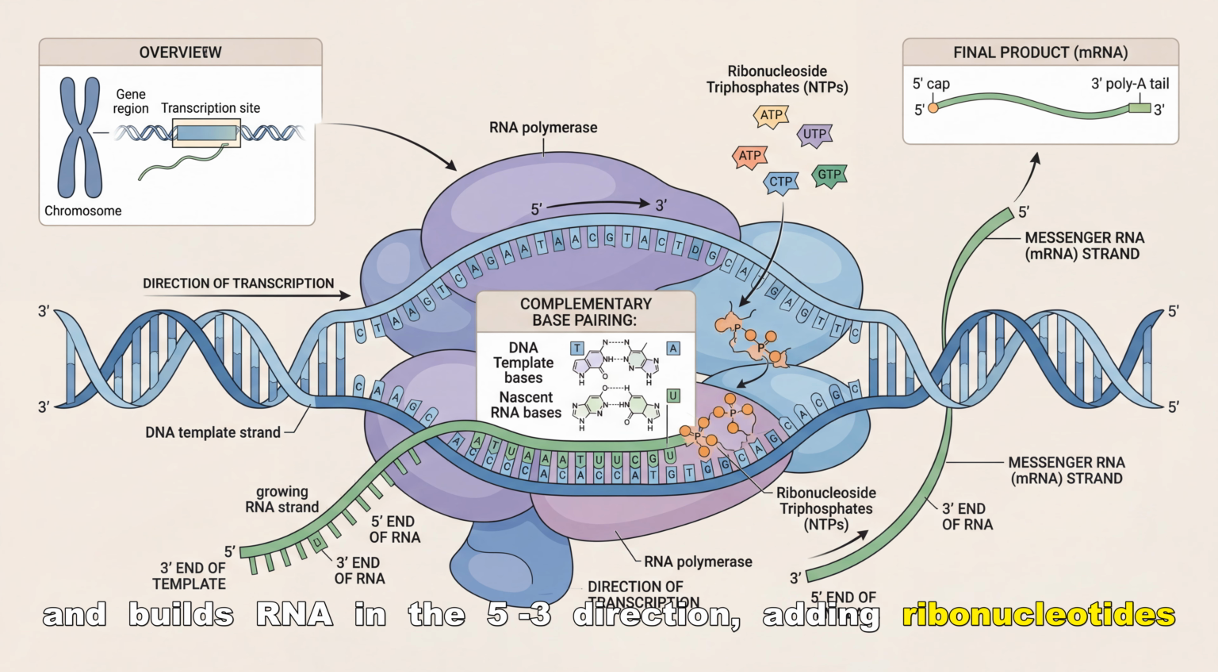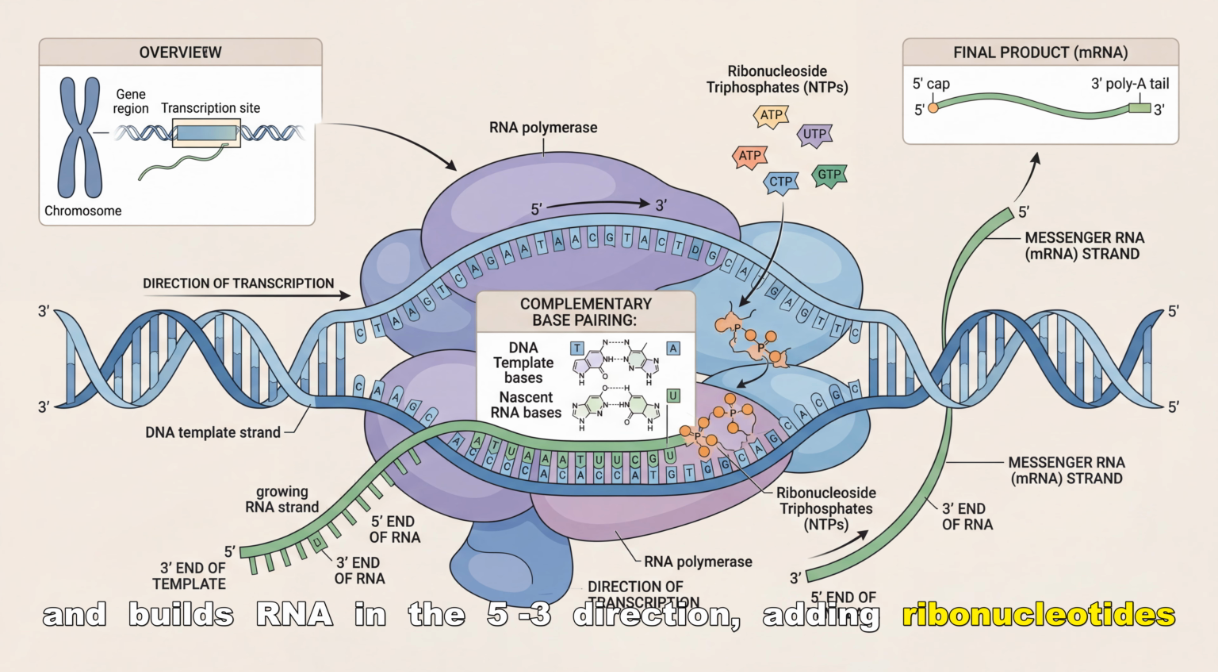A common MCAT question might ask how mutations in promoter regions affect gene expression. The answer is typically reduced or absent transcription because RNA polymerase cannot bind effectively. This concept also ties into gene regulation and epigenetics, where promoter accessibility can be altered.